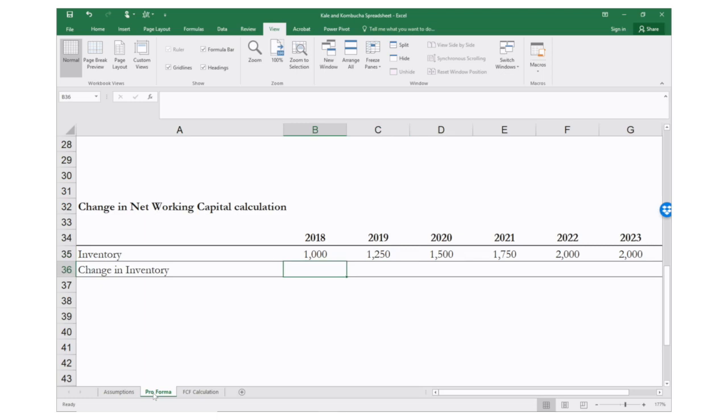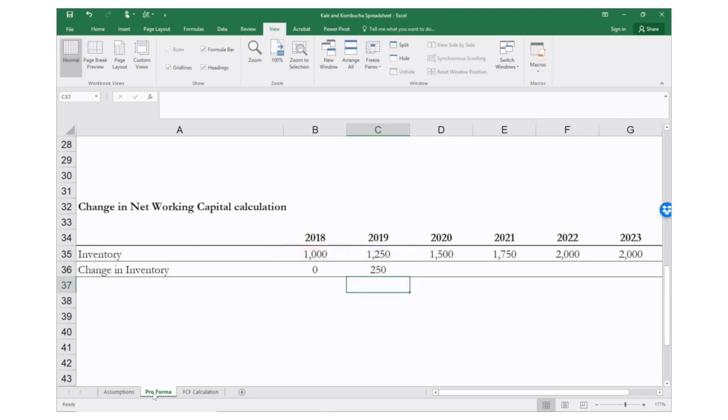Now, if you remember, in our free cash flow calculation, I don't want to include the total amount of inventory, but rather, I only want to include the investments that I make into inventory in each year. Now, in 2018, I didn't build any new stores, and so I don't really have any change in inventory. So how do I get the change in inventory in 2019? Well, it's the amount that I have this year minus the amount of inventory that I had last year, which gives me $250,000 of inventory.